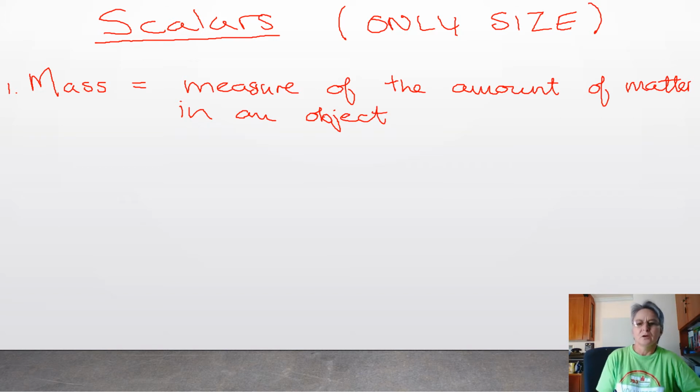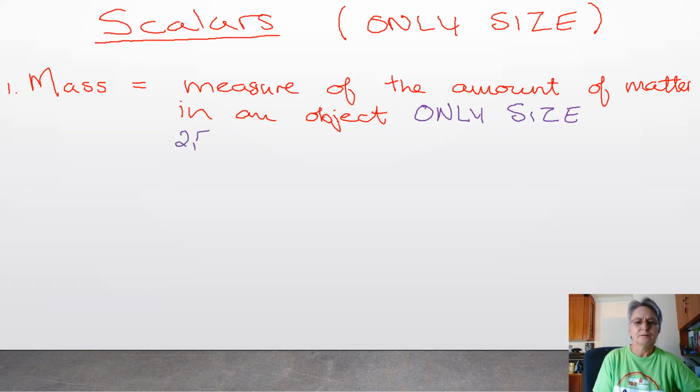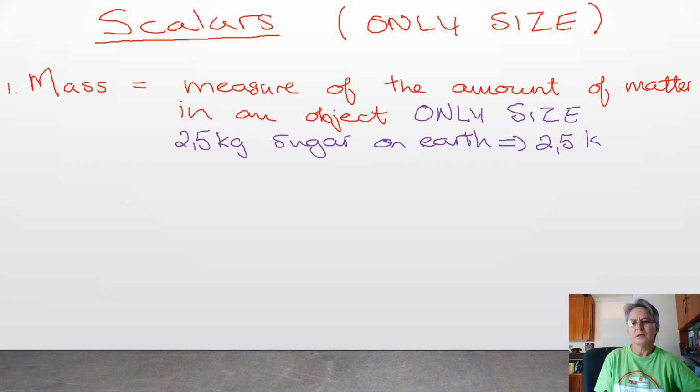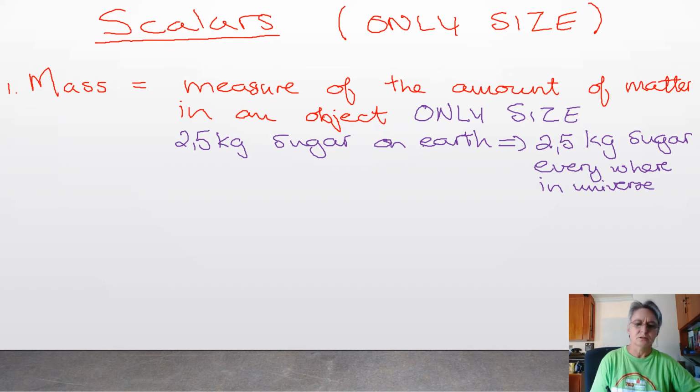There is only size connected to this. So your mass has no direction connected to it, like 2.5 kgs of sugar on Earth will be 2.5 kgs of sugar everywhere in the universe. There's no direction connected to it.